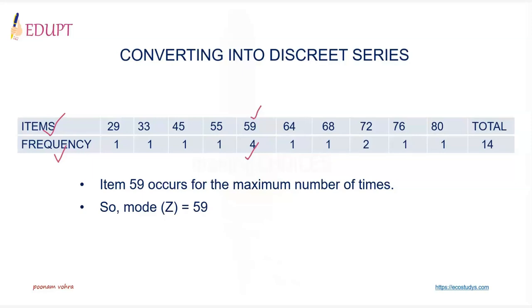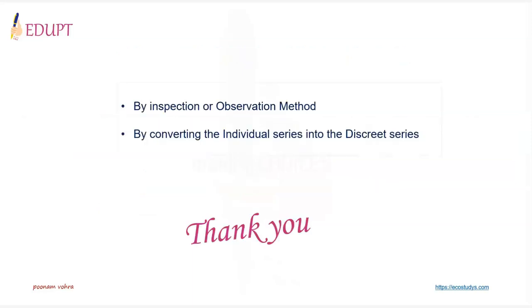So by arranging the series and finding the frequencies also, one finds that 59 occurs the maximum number of times. So mode is 59. I hope you have understood both the methods of estimating mode in individual series. These methods are the inspection or observation method, and secondly, converting the individual series into a discrete series. It's very simple. Next time we shall discuss estimating mode in discrete series.